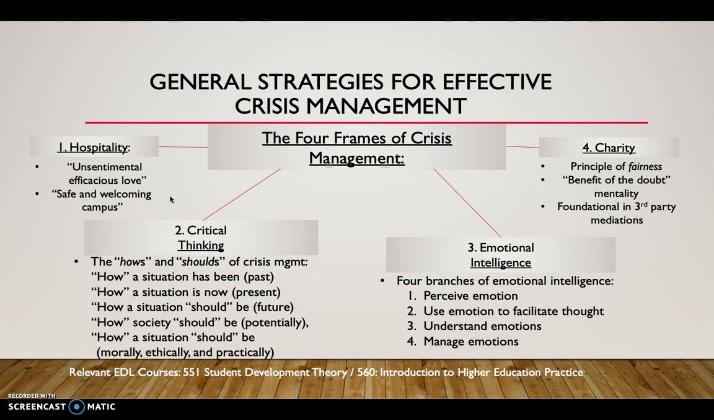And the fourth is charity. It's also renamed the principle of fairness. In this idea, you give the student the benefit of the doubt. You are generous with their intentions. Therefore, by starting on that premise, you're not starting with any hostility or any bias against the person, and you're more objective in your mediating skills. And this is pretty much foundational in third-party mediations.